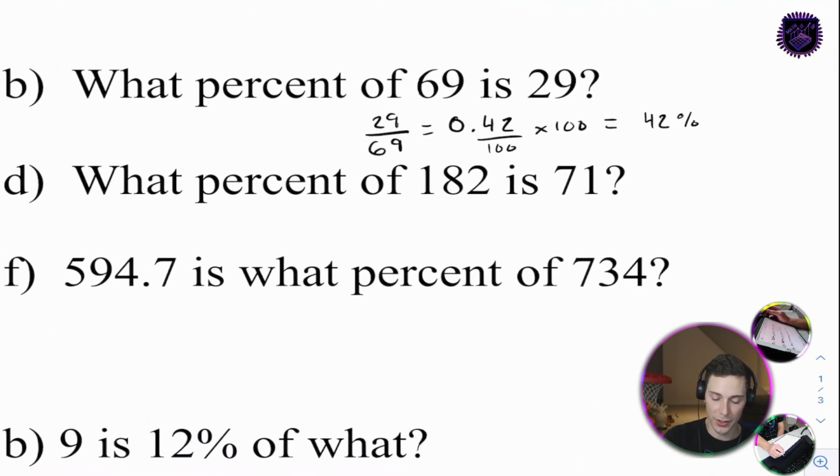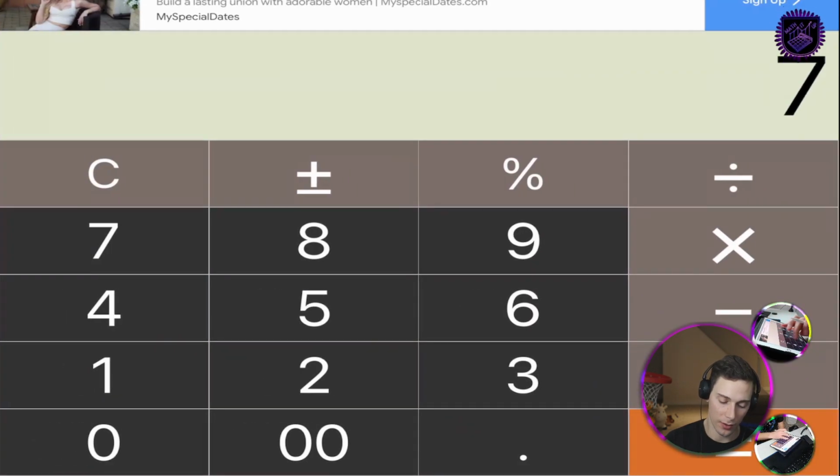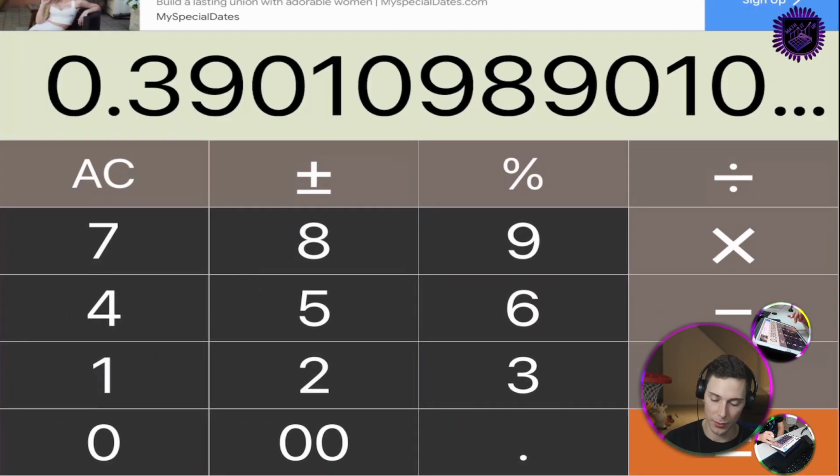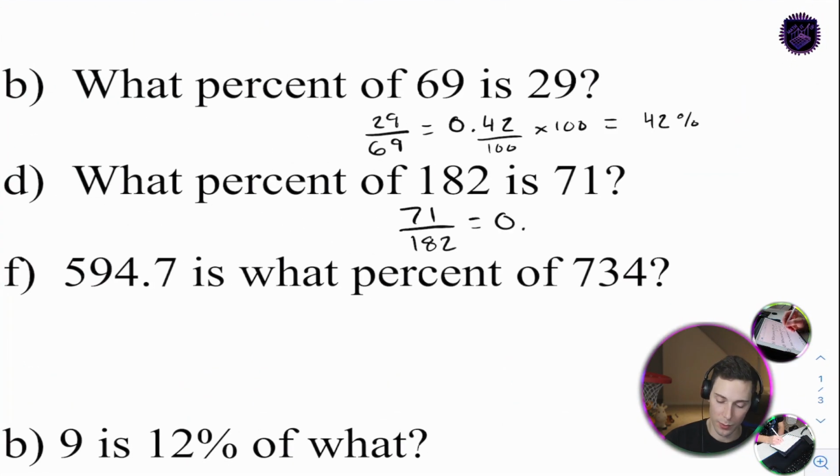Now, what percent of 182 is 71? That language is so important. Writing the numbers in the right order is super important. 182, 71. Let's do our division. 71 divided by 182 is equal to 0.3901. 0.39. 39 out of 100. That's going to be equal to 39%.